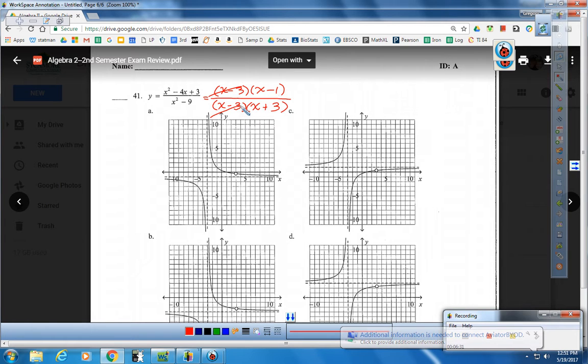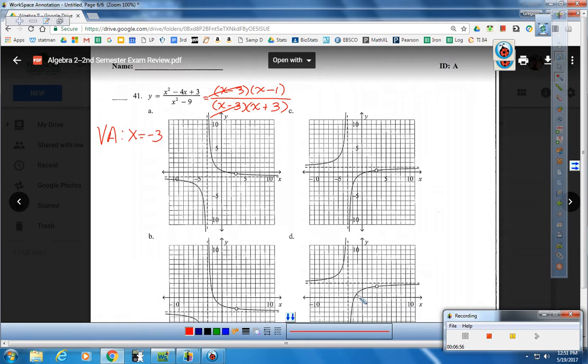Okay? So if I look at my graphs, and I notice that they're smart about this, there's a hole at x equals 3 in each of them. So I need to see, what does this function look like? So my vertical asymptote, I know, is at x equals negative 3, and that's the same in each graph.